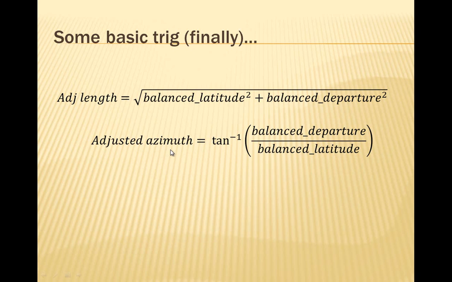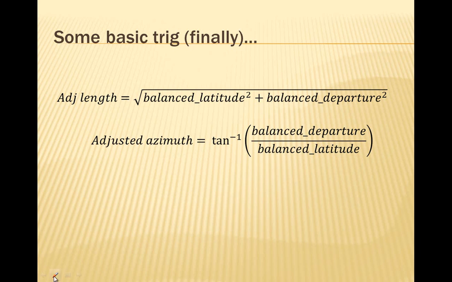We can also now adjust the azimuth. It's the inverse tangent of departure over latitude. And this is a little backwards because you might think, well, it should be y over x. Why is it x over y? That's because we're measuring from the y-axis, when normally when we're doing tangent, traditionally you think I'm measuring tangent from the positive x-axis.